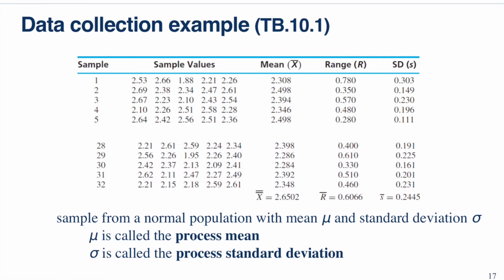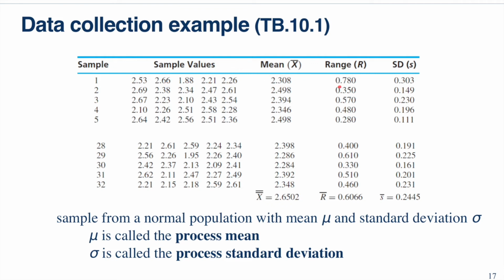Now let's have a look at the data collected in example 10.1 in the book. These are the different samples. We have 32 samples. These are the sample values. This is the mean of every sample. So this is this plus this plus this plus this plus this, divided by 1, 2, 3, 4, 5. So this is the mean of this sample.